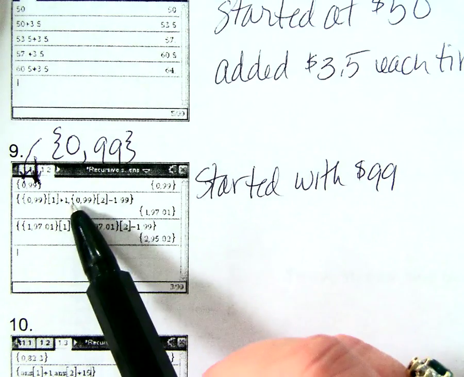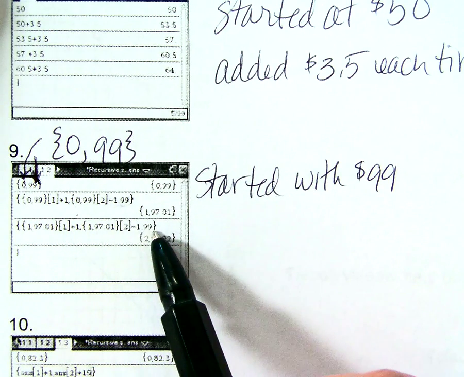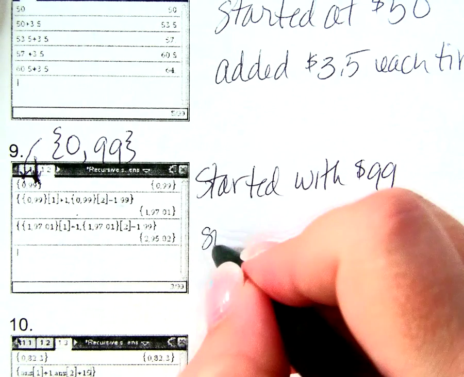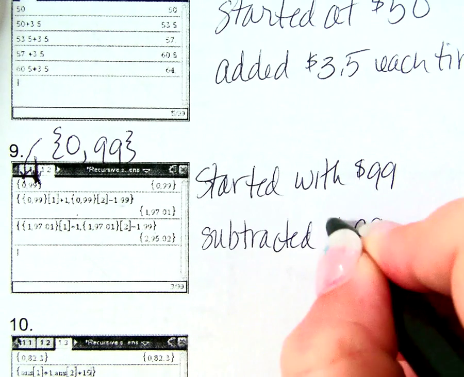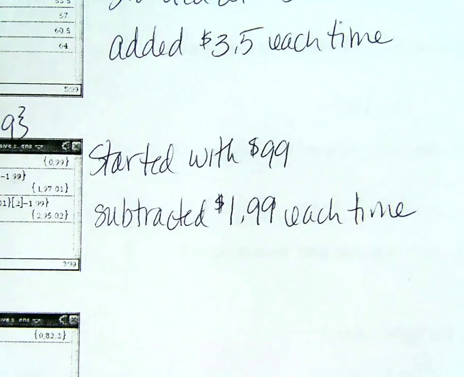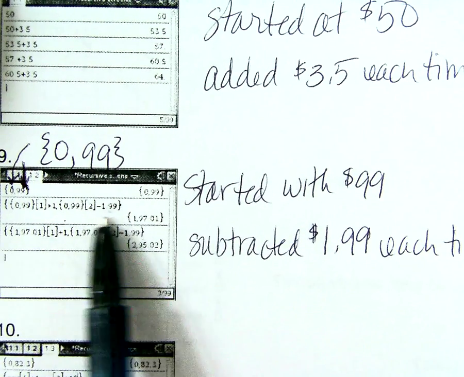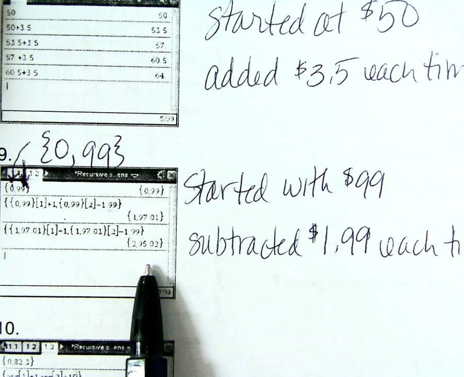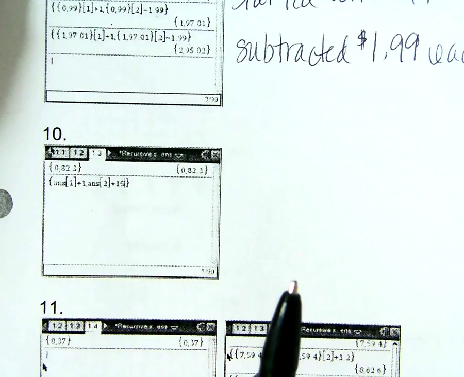What happened to this second term every time? Can you tell we subtracted? $1.99 each time. Does that make sense? I know it's a little muddled, but I need you to be able to decipher stuff like this. Okay, I'll be there to help you, I promise. But we subtracted $1.99 each time. So what happened on number 10?